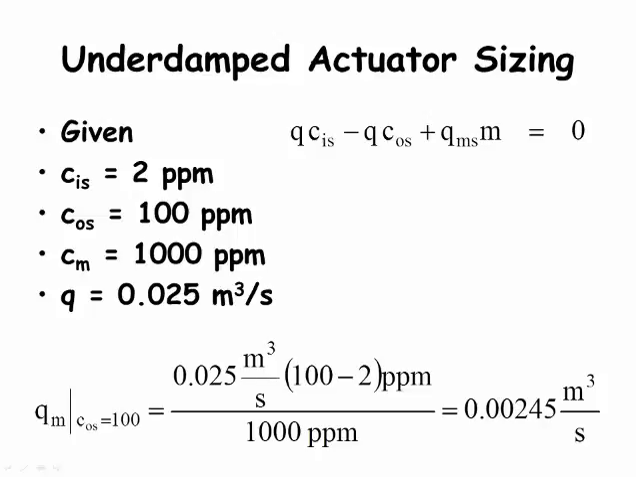This slide shows the steady state die pump flow rate, QM, when we assume that the outlet concentration is 100 parts per million and the inlet concentration is 2 parts per million. The result is a die pump flow rate of 0.00245 meters cubed per second. This would be the pump flow rate after the process has settled down.